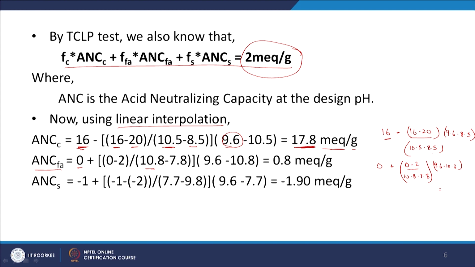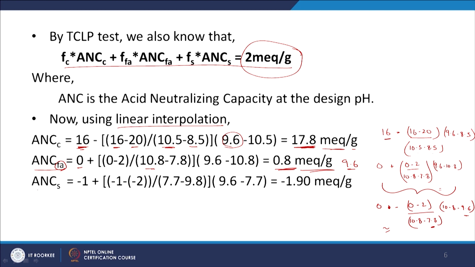Other than expressing it in this way, we can also express it as 0 minus 2 by 10.8 minus 7.8, right, and then 10.8 minus 9.6, right. Again, we end up with the value of 0.8 milliequivalents per gram for fly ash at the design pH of 9.6. That is your design pH here, right. So, that is what we have out here, yes.